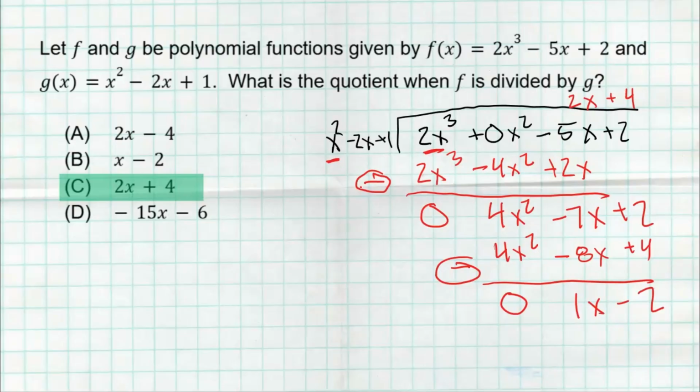Now, at this point, I can't go any further because I can't go backwards. I can't turn an x squared into an x. So I'm done. This is my quotient. This is my remainder. So make sure we choose C as the correct answer because 2x plus 4 is my quotient. But the same question could come up on the AP exam and they ask for the remainder. And in that case, the answer would be x minus 2. So be very careful with that one.